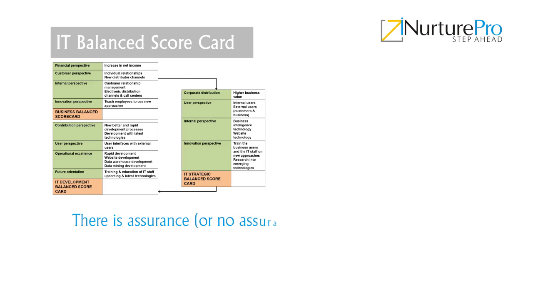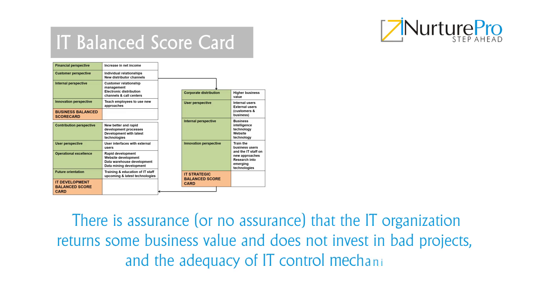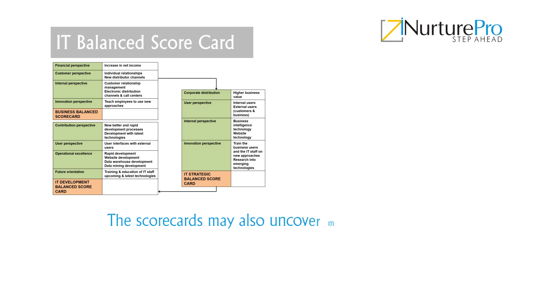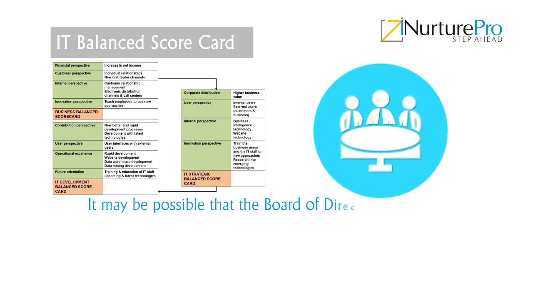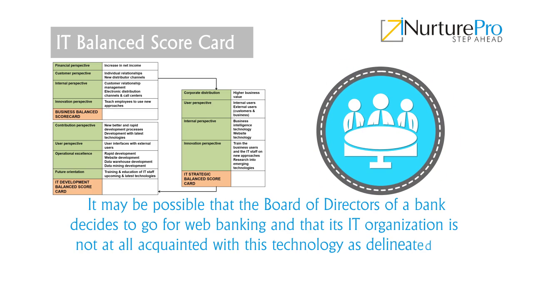In this way, there is assurance or no assurance that the IT organization returns some business value or does not invest in bad projects. And on the adequacy of IT control mechanisms, the scorecards may also uncover major problems. It may be possible that the board of directors of a bank decides to go for web banking and that its IT organization is not at all acquainted with this technology, as delineated by its development BSC.